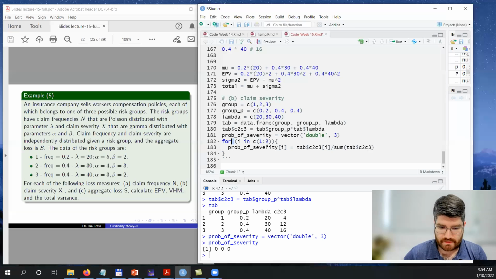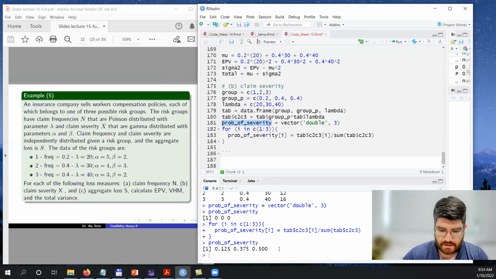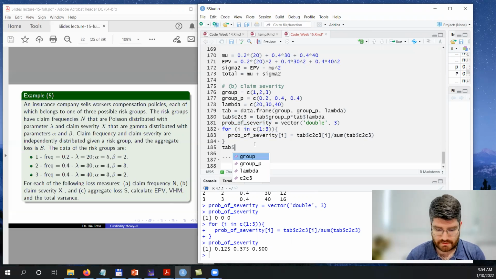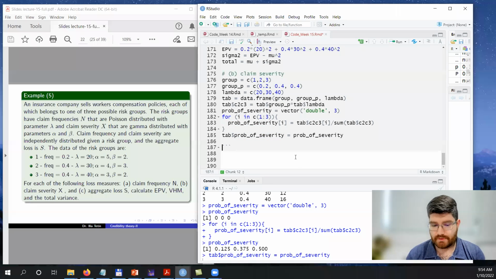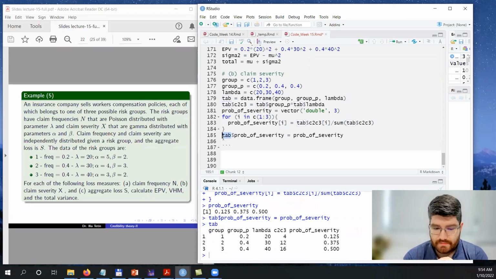This is our calculation in cycle, and once we complete this calculation, then the probability of severity is just these numbers. And let's add those values inside our table as well. So we will just use the same name of the column, and this will be equal to probability of severity. Okay. So once we have done that, our tab will be complemented with the probability of severity column inside. So everything is all right.